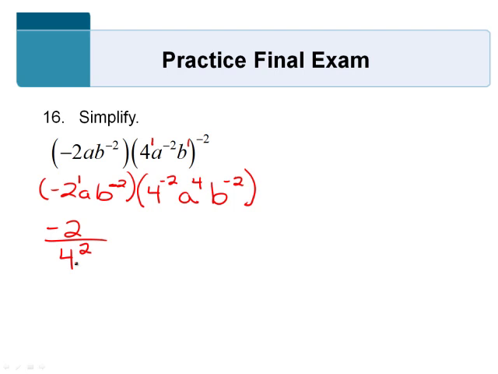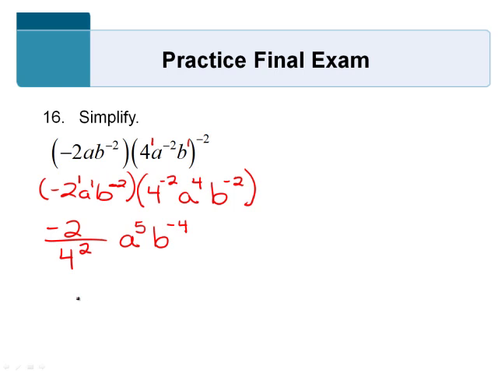Now look at your variables. The rule is we're multiplying, so we're going to add our exponents. So I'm just going to write them out to the side here. That's going to be 1 plus 4 on the a's, so that would be a to the 5th. And on the b's, we have negative 2 and negative 2. You add and keep the sign. That would be b to the negative 4.